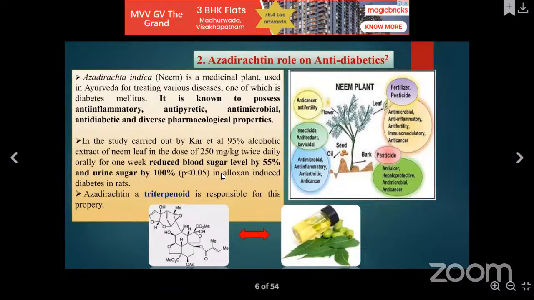You can see another use as a pesticide. If somebody has land, in villages people use neem fruits and neem leaves, and they keep them in a big container for 1 week or 15 days. After that, the extract is ready, and they spray that water on the plants as a fertilizer and pesticide also.